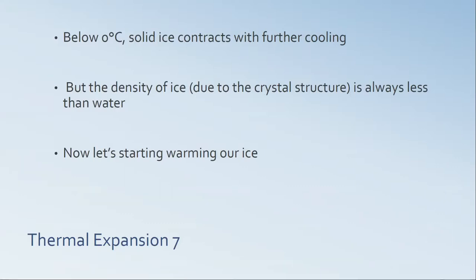And you can see this when, say, lakes or rivers freeze. When they freeze in the wintertime, the ice forms at the top. We don't see ice forming at the bottom of the lake or the river. It forms at the top so that we can go ice skating or ice fishing or whatever. But now let's start warming up our ice and see what happens.